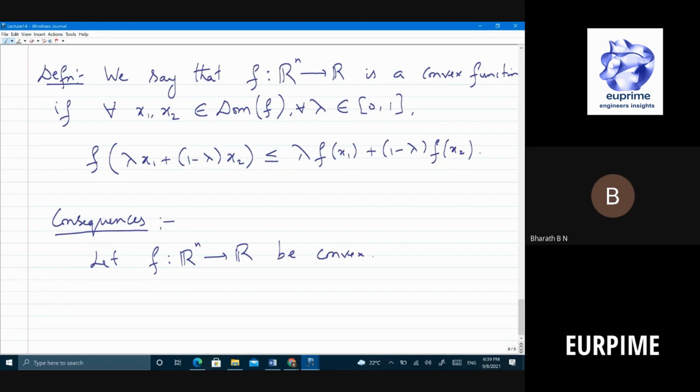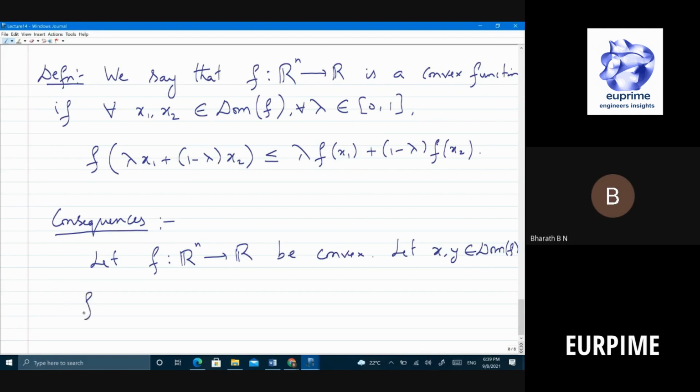Now we take 2 points. Okay, so let's say x, y belong to the domain of f. We take 2 points x and y. Okay. I'll take a convex combination of these 2 points. One way of writing that is lambda x plus 1 minus lambda y, right? Or I can write it as y plus 1 minus lambda x, right? You agree? Lambda x plus 1 minus lambda y, or y plus 1 minus lambda x. Do you agree with that?